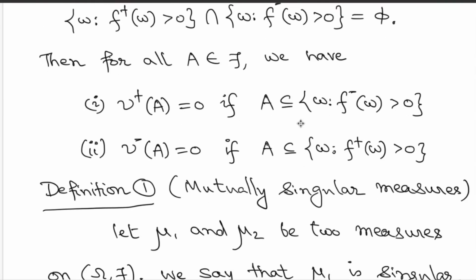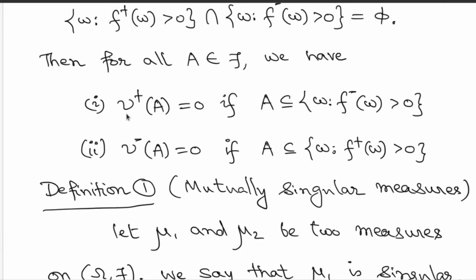So therefore you observe that nu plus, which is defined in terms of the function f plus, will be 0 if you are working with sets where f minus is strictly positive, right? So there f plus must be 0. On the other hand, if your set capital A is contained in the set where f plus is positive, there the function f minus is 0. So therefore if you integrate there, nu minus will give you the value 0, right? So that's what happens: you get these two distinct, disjoint sets, where these measures are providing masses separately.